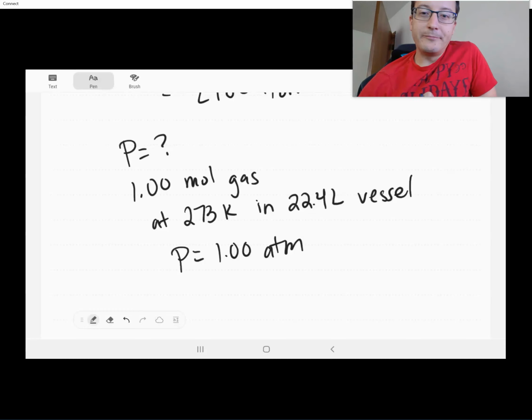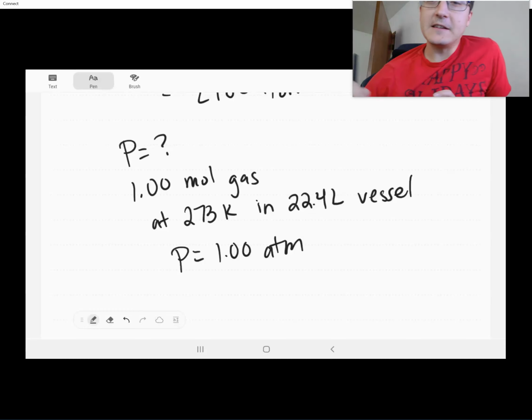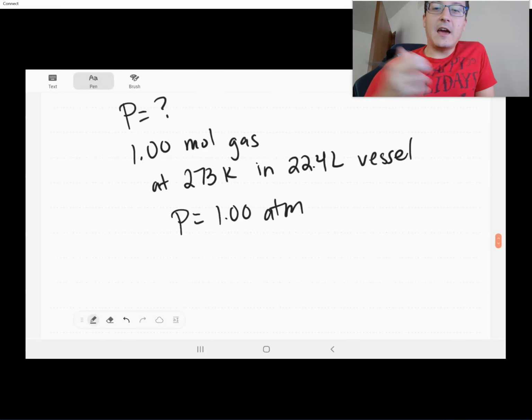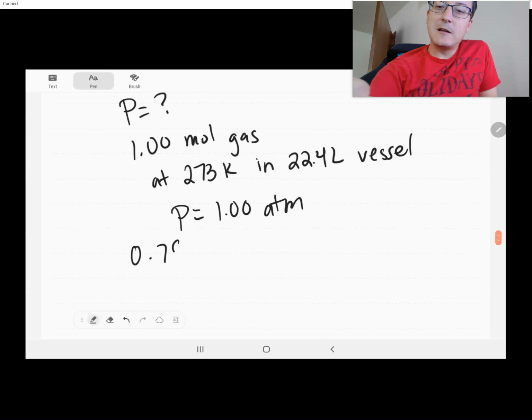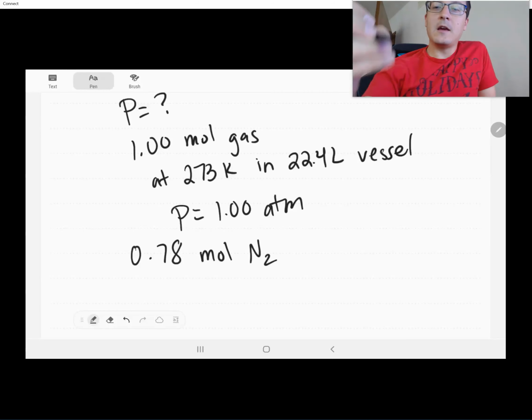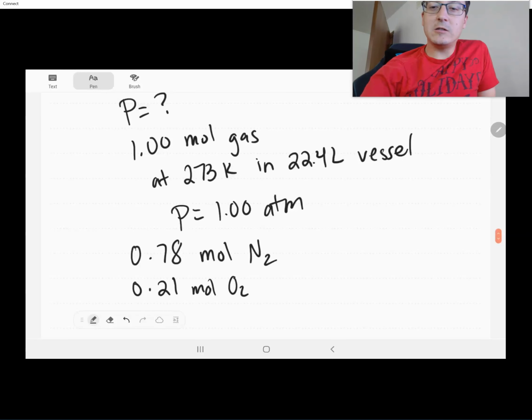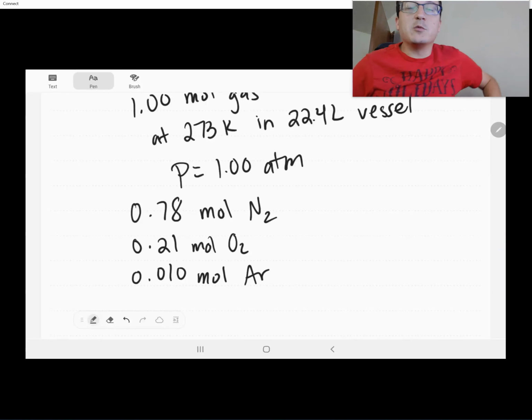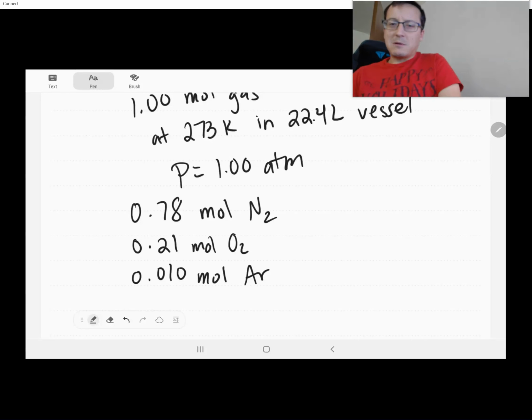All right, so let's look at this, and let's say that this is actually a sample of air instead. We have 1 mole of air. Alrighty, and if we have 1 mole of air, that's about 0.78 moles of nitrogen, and about 0.21 moles of oxygen, and 0.01 moles of argon. That's pretty much what air is. Of course, you don't need to memorize these.